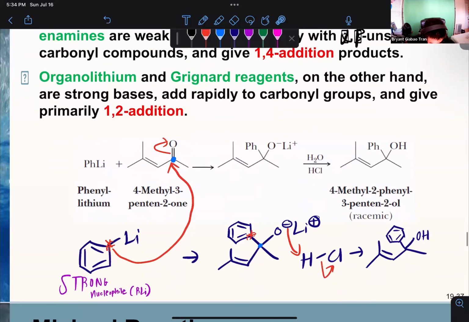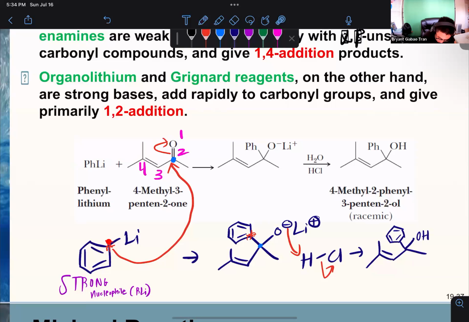Here we go. This is the 1,2 addition now, where we use strong nucleophiles like RLi or RMgBr. In this case, Ph is phenyl, Li is lithium. So Ph, you can think of that as an R group. This RLi here is a strong nucleophile, where whatever is attached to the Li or MgBr is the strong nucleophile. In this case, we have an enone. Let's label this 1, 2, 3, 4. Since this is a strong nucleophile, it attacks the electrophilic carbonyl carbon here, 1,2 addition.